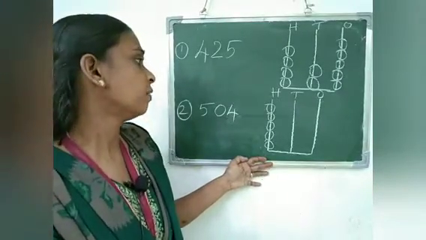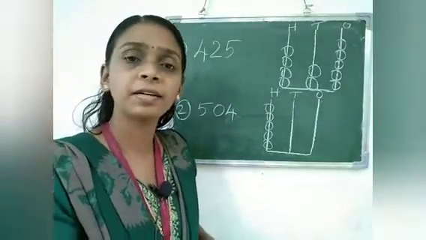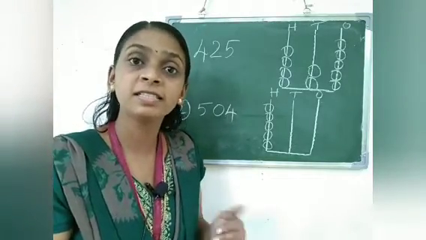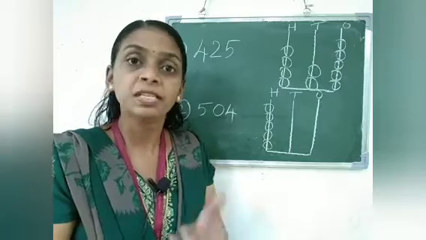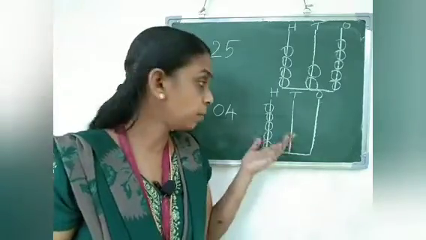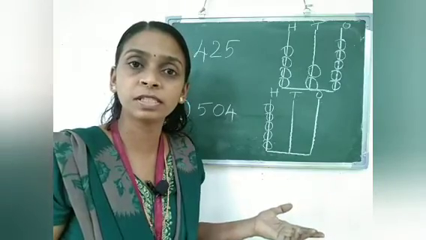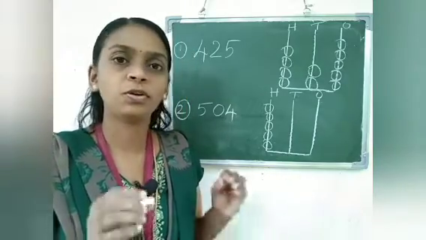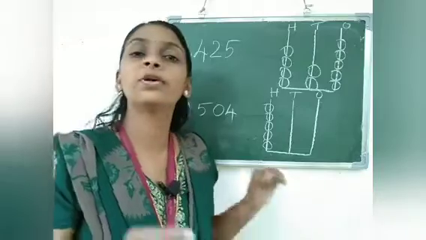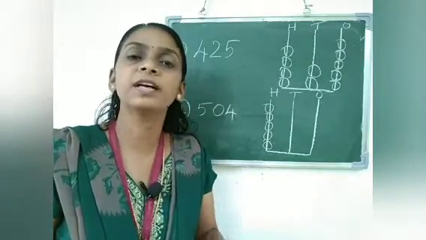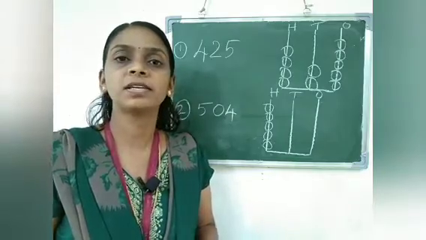Then next, the tens place, which is the number? Here it is 0. Shall we draw any beads here for 0? No. We are not able to draw any beads here, because the tens place number is 0.